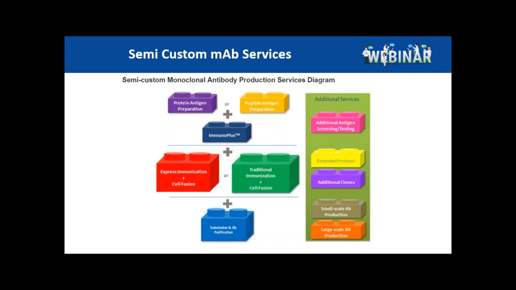GenScript's semi-customized monoclonal antibody generation service is slightly more flexible than the MonoExpress service. For example, this service can include either protein or peptide antigen along with GenScript's ImmunoPlus technology, which I spoke about earlier. You can also decide if you would prefer the express immunization protocol or the more traditional one, including longer periods between boosts and additional test bleed. This package also includes the midway delivery of up to 20 parental supernatants for in-house tests, followed by the delivery of 2 client-chosen hybridoma cell lines and the purified antibodies.